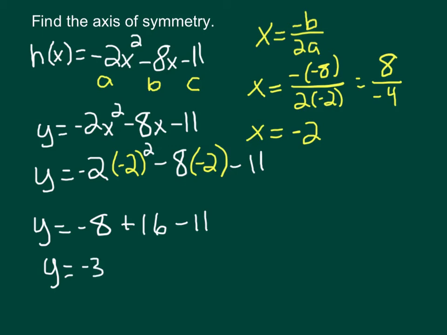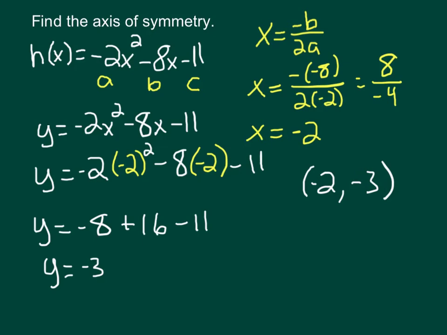So now I have my vertex. My vertex, right over here, is negative 2, comma, negative 3. Okay, and where I got that: x equals negative 2, that's where my negative 2 came from, that's my x value. And y equals negative 3, so I've got that over here. So now we found the vertex, which is the hardest part.